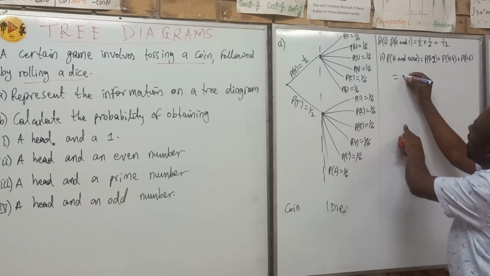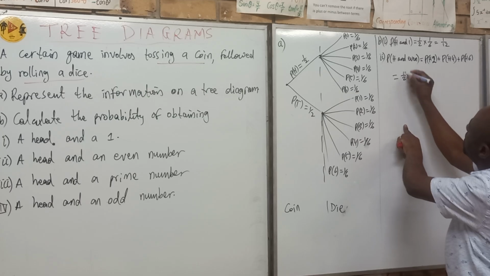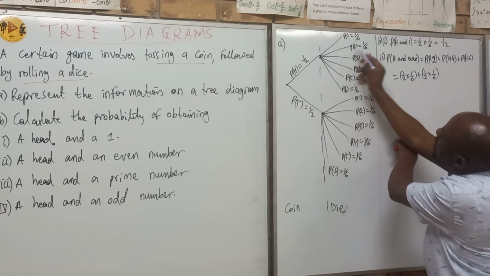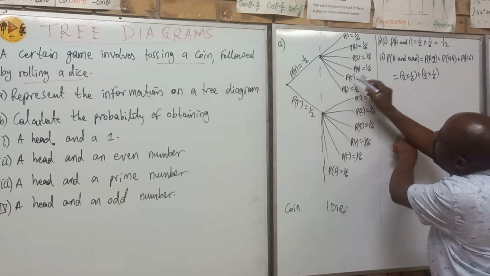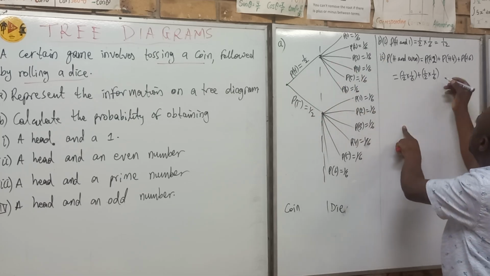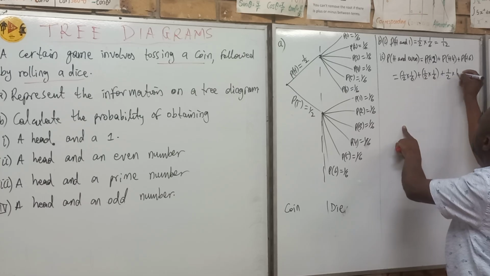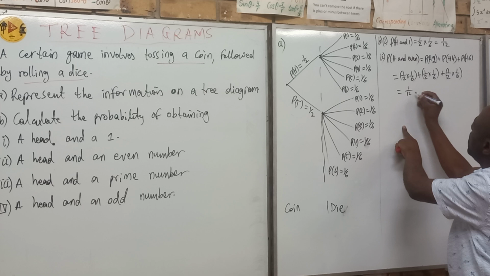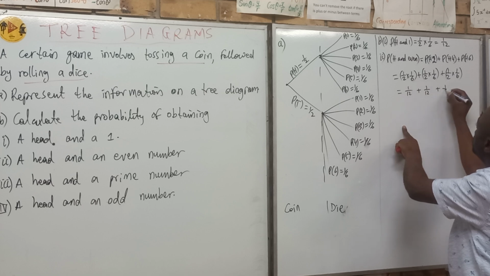So if we need a head and 2, it will be 1 over 2 times 1 over 6, plus 1 over 2 again times 1 over 6 for a head and a 4. So that is a head and 2, a head and a 4, a head and a 6. So that is it, 1 over 2 times 1 over 6. So that gives us 1 over 12 plus 1 over 12 plus 1 over 12.